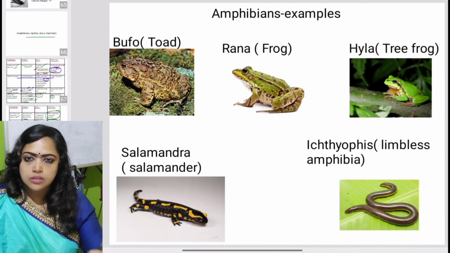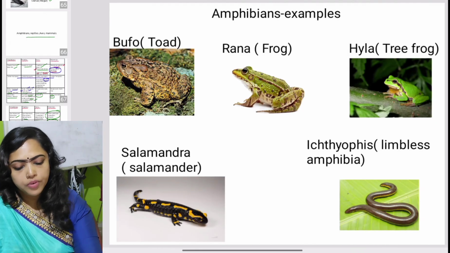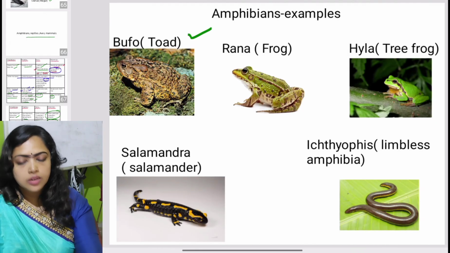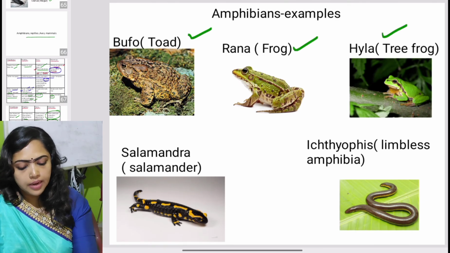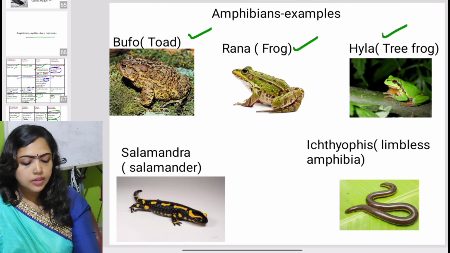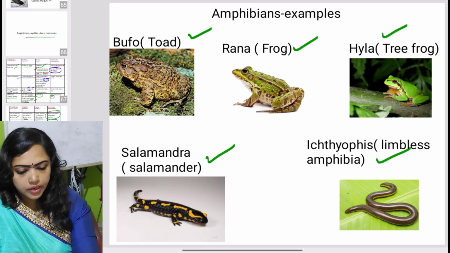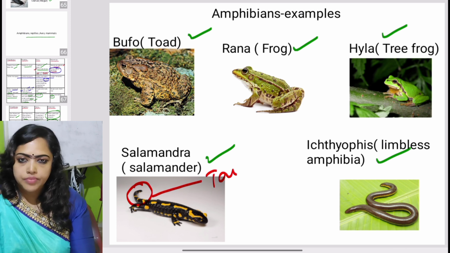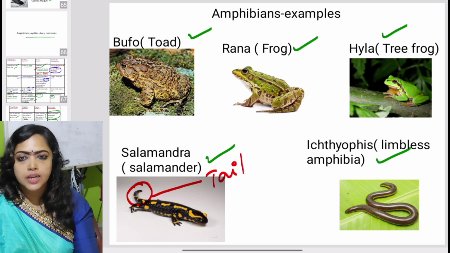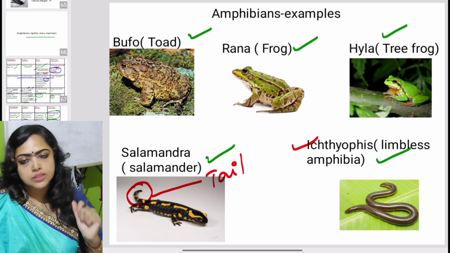Then the last thing, the examples of all these organisms: amphibians, Bufo or toad, then Rana or common frog, then Hyla, that is the tree frog, then Salamandra or salamander, then Ichthyophis or limbless amphibian. So the last two are important because see, this is the tail. Okay. So salamander is an example for tailed amphibian and here limbs are absent. So Ichthyophis is an example for what? Limbless amphibian.